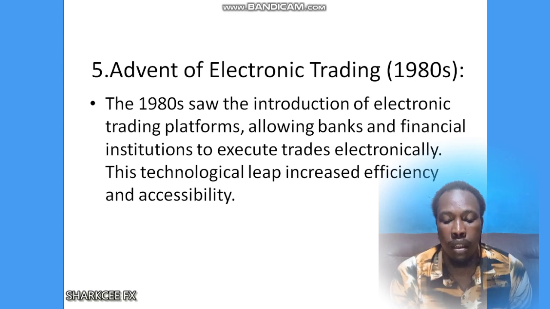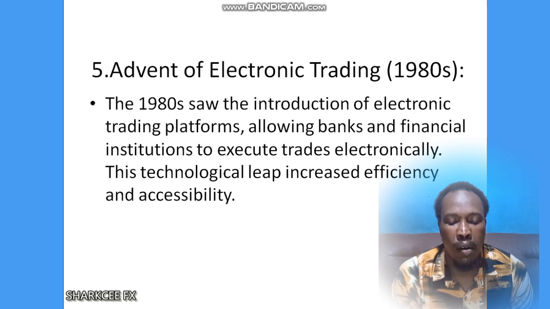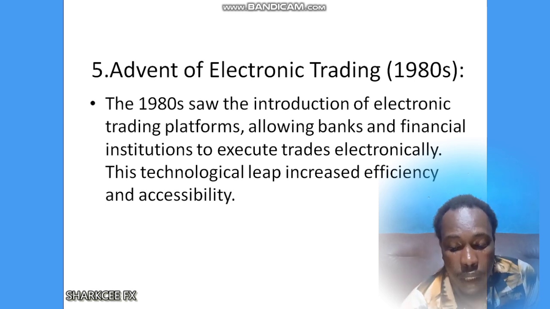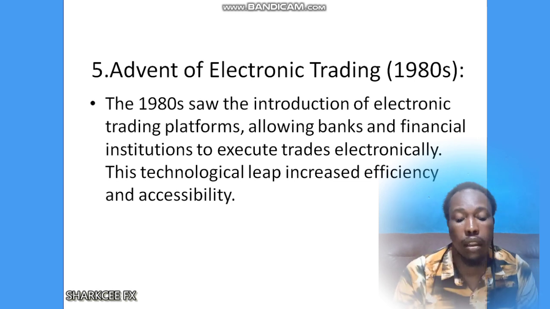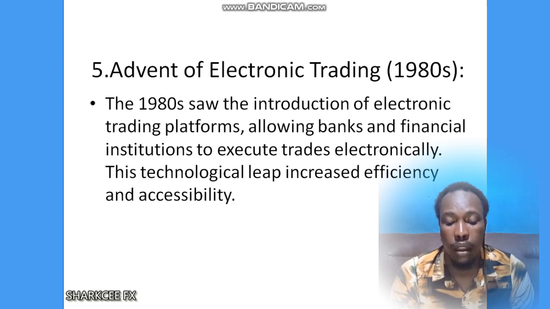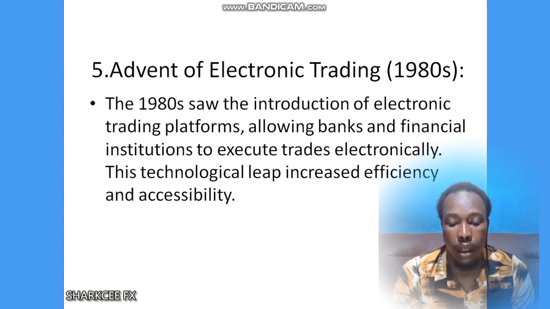Advent of electronic trading. We started using electronics to trade. The 1980s saw the introduction of electronic trading platforms, allowing banks and financial institutions to execute trades electronically. This technological leap increased efficiency and accessibility.